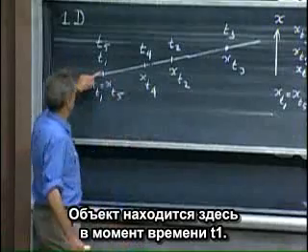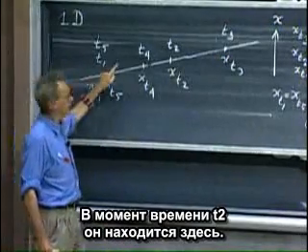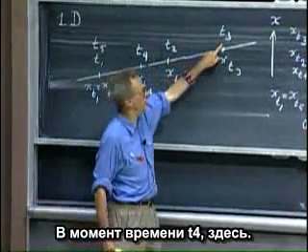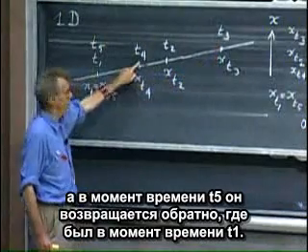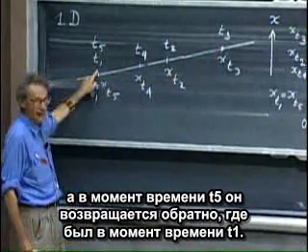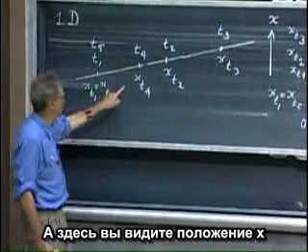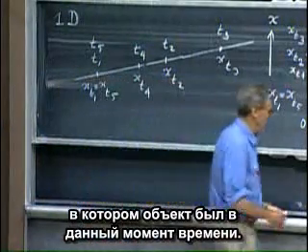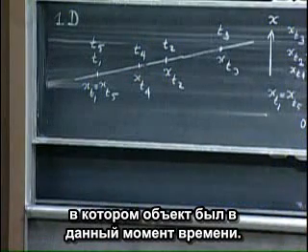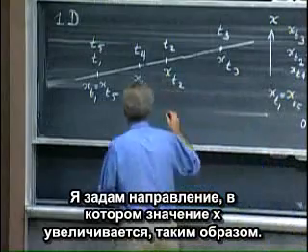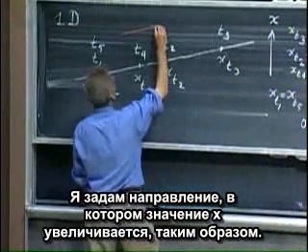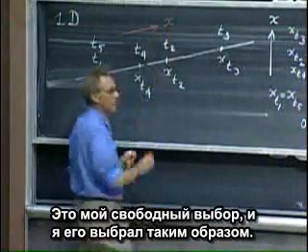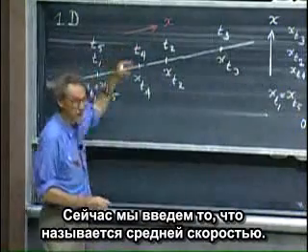And I'll tell you that the object is here at time t1. At time t2 it's here. At time t3 it's there. Time t4 it's here. And at time t5 it's back where it was at t1. And here you see the positions in x where it is located at that moment in time. I will define this to be the increasing value of x. It's my free choice, but I've chosen this now.